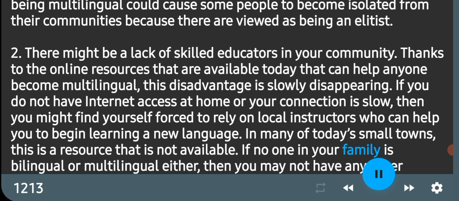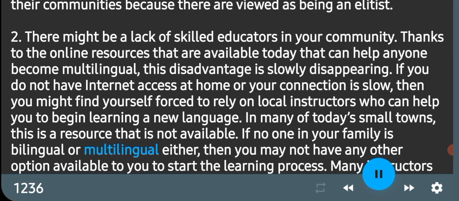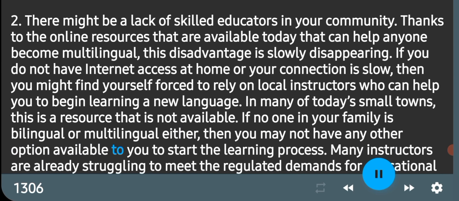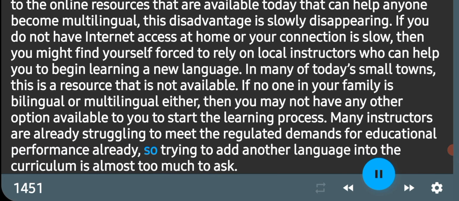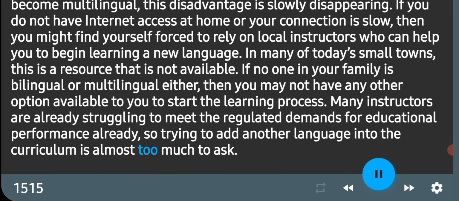If no one in your family is bilingual or multilingual either, then you may not have any other option available to you to start the learning process. Many instructors are already struggling to meet the regulated demands for educational performance already, so trying to add another language into the curriculum is almost too much to ask.